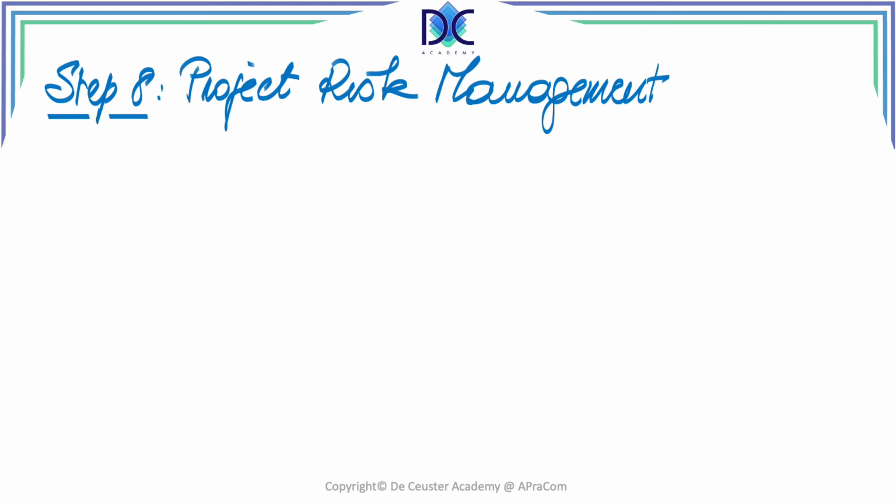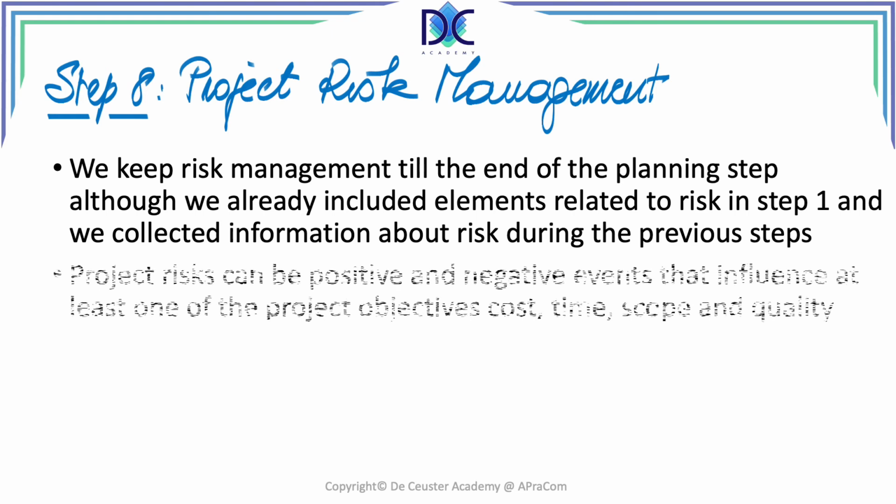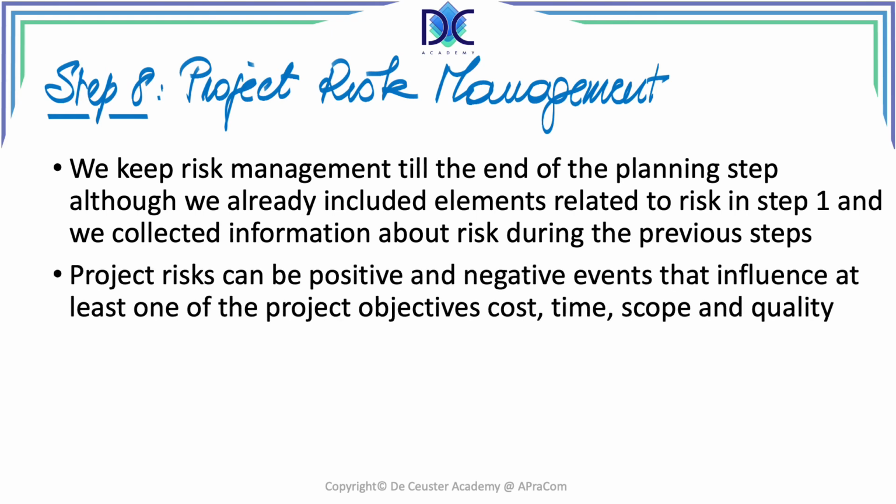Now, it's not so sequential as you see here, because risk management we already do earlier. Whenever we look at all those steps that we are considering, we are looking at what risks can be there, but we don't always look at them at that moment. We still have to identify them. Now, at the end of the planning step, we've seen everything already, what can happen during the project. And we collected all that information, and that information will be used for risk management.